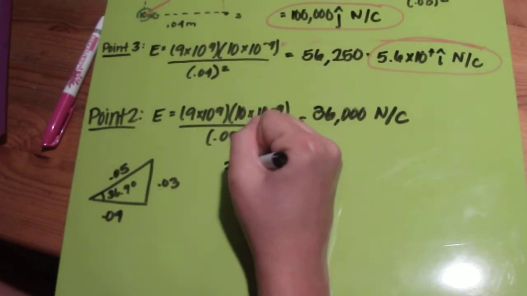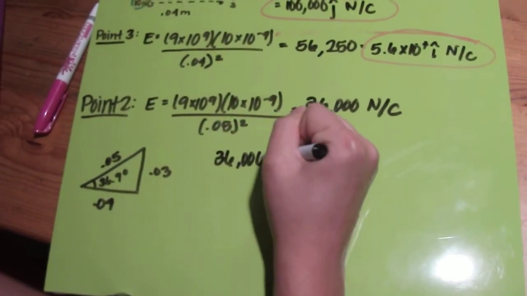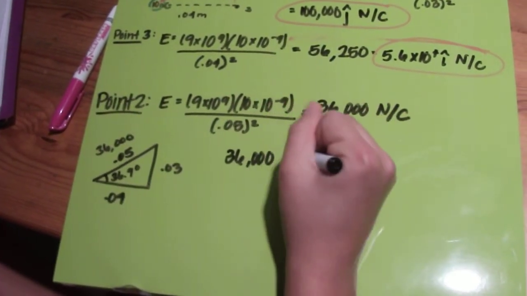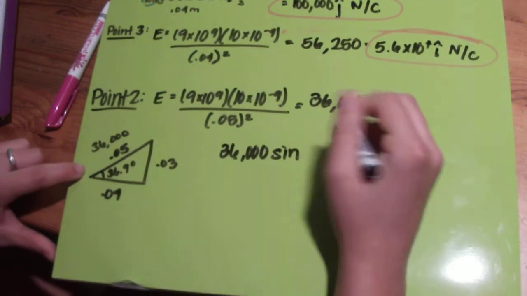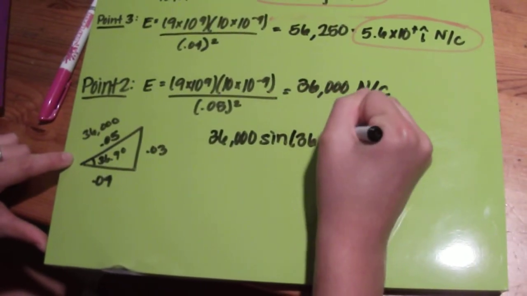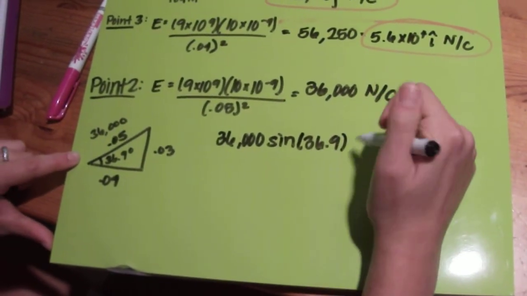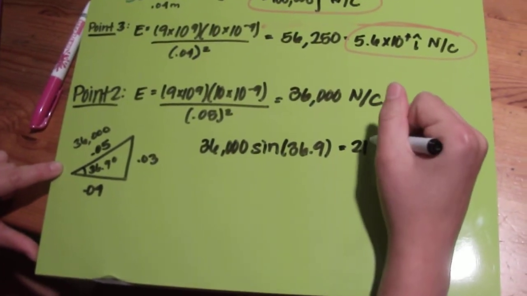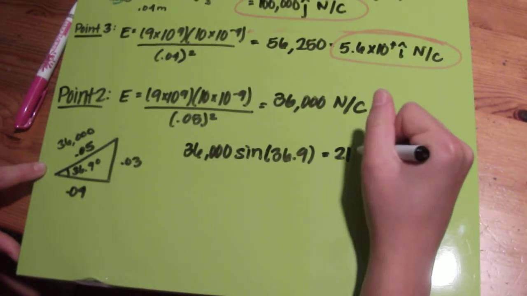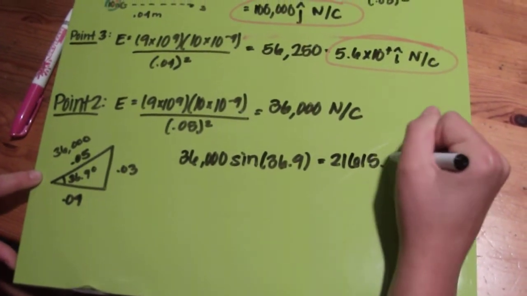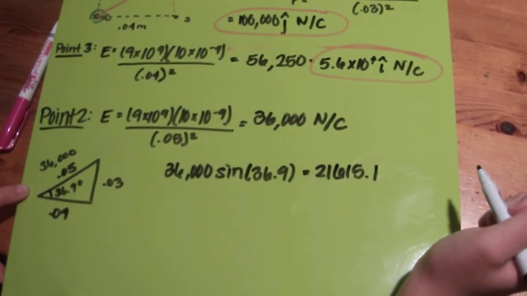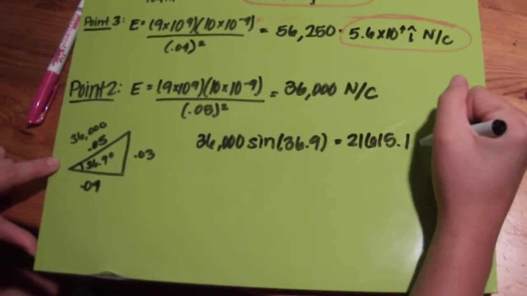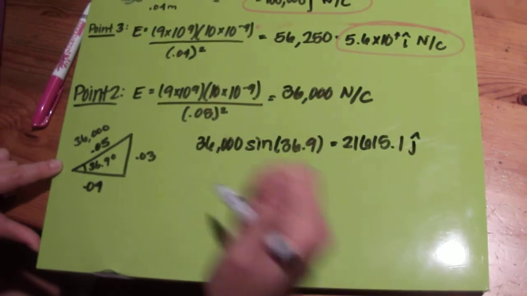Okay, so let's use the component. 36,000, which is right here, times sine 36.9 degrees. And that gives you 21,615.1 newtons per coulomb in the y direction, so that's going to be J hat.